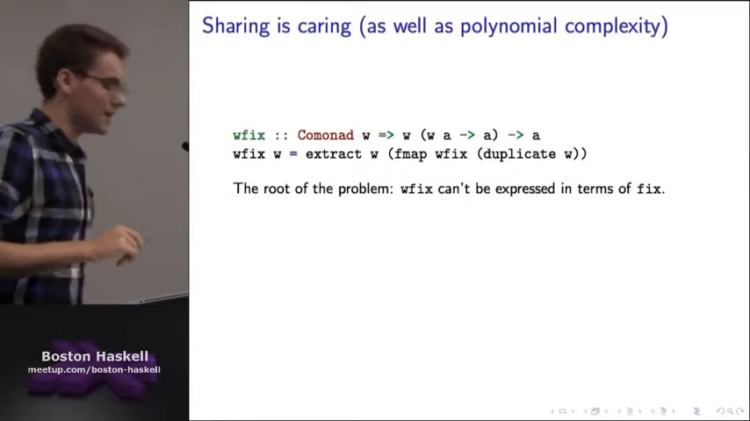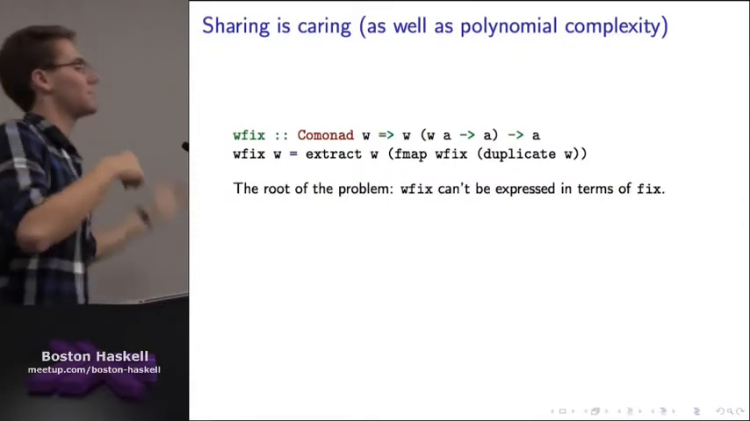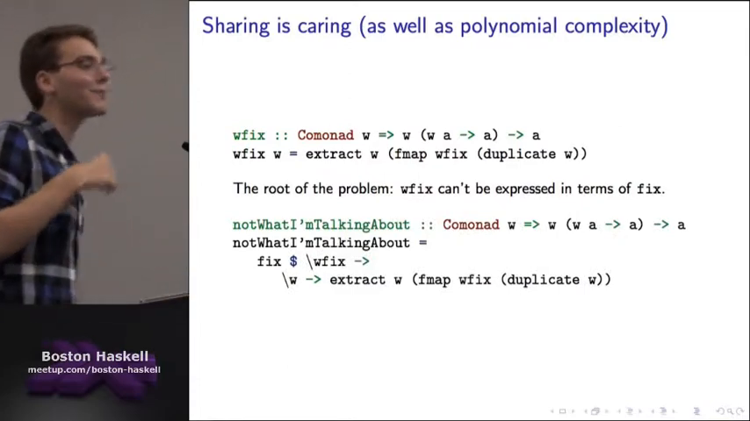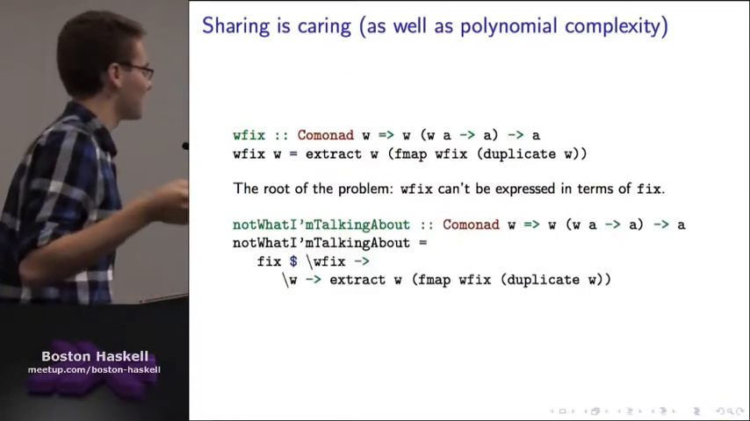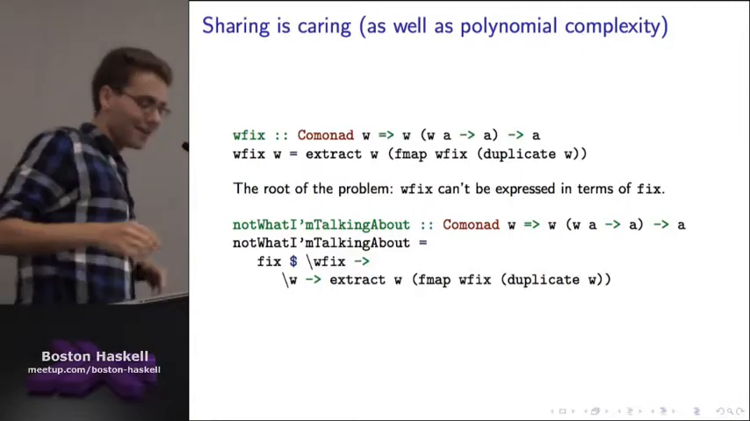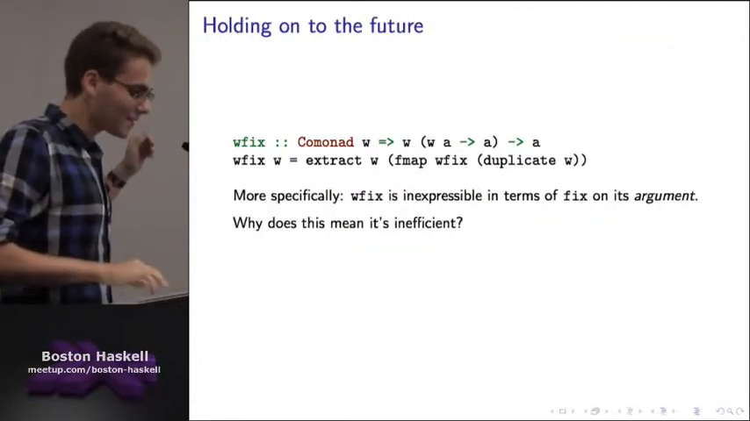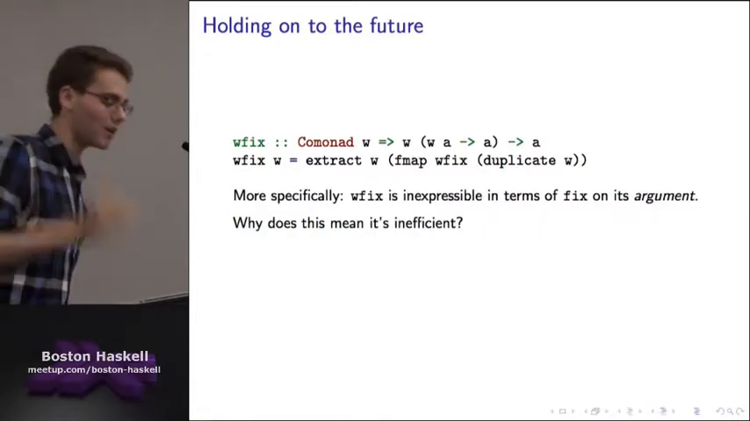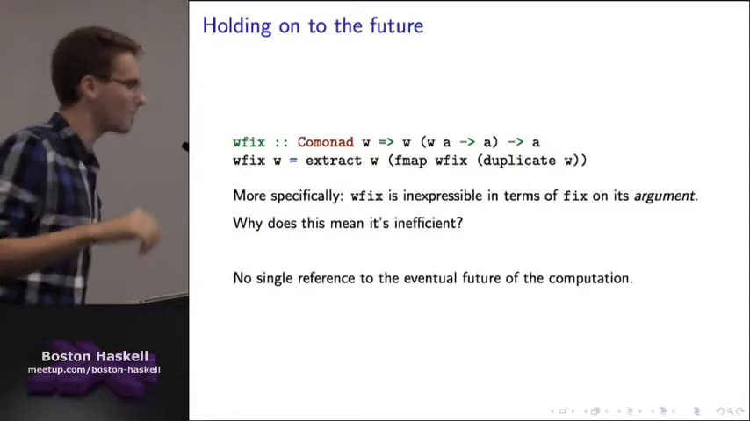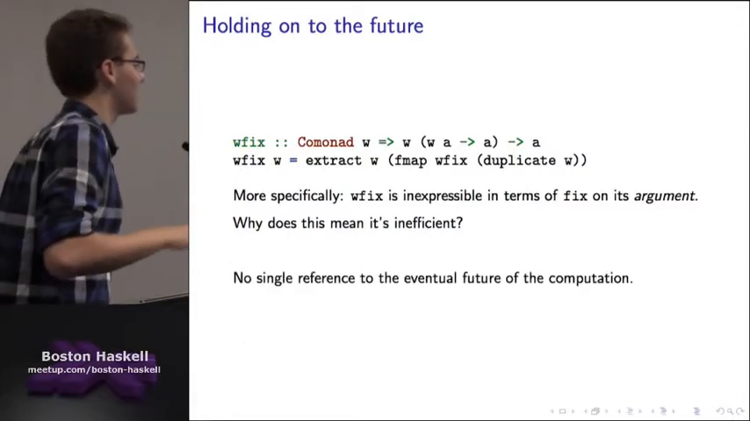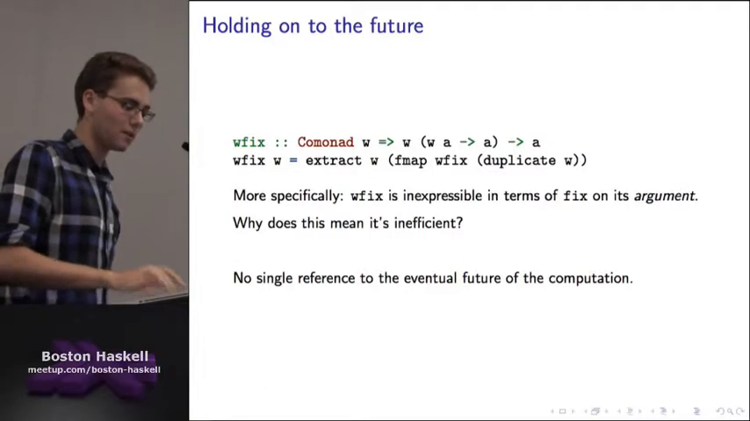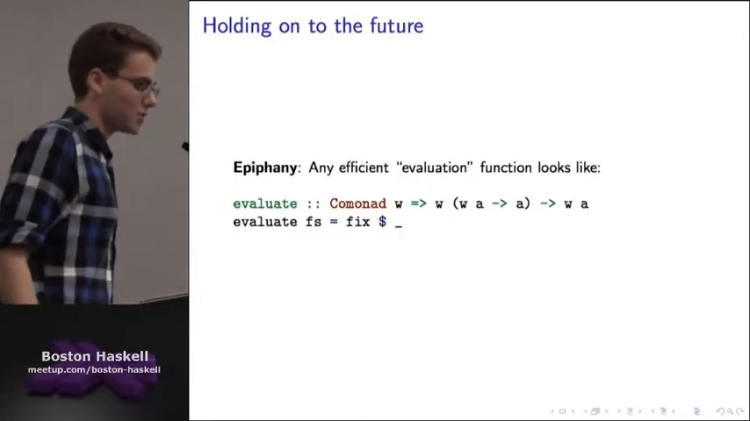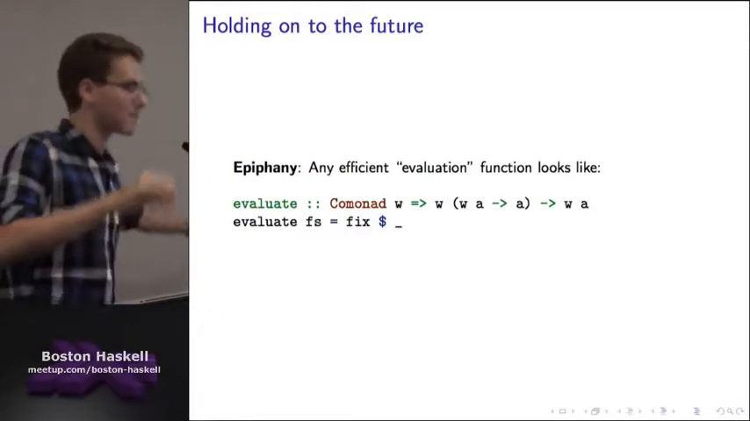The root of the problem is that wfix can't be expressed in terms of fix at all. Now, for you smart alecks in the audience who are going to tell me that any recursive function can be defined in terms of fix, this is not what I'm talking about. Specifically, wfix is inexpressible in terms of fix on its argument. This means it's inefficient because there's no single reference to the eventual future of the computation. So the epiphany here is that any efficient evaluation function should look like this.